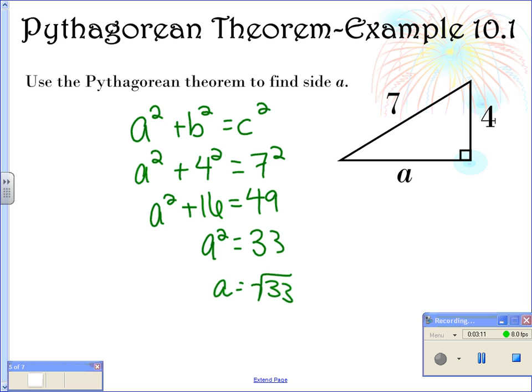I would prefer for you to leave it like that. If you want to write it as a decimal, you can. Again, I don't usually have a calculator with me when I'm doing stuff. Easier to leave it. Okay.